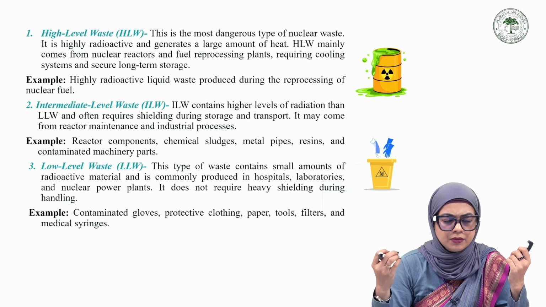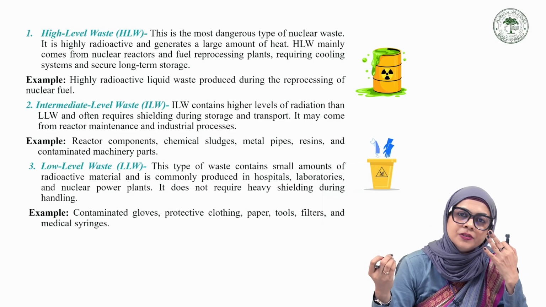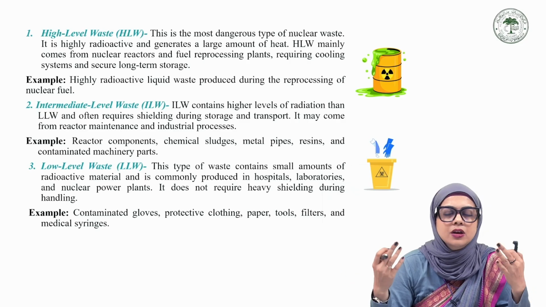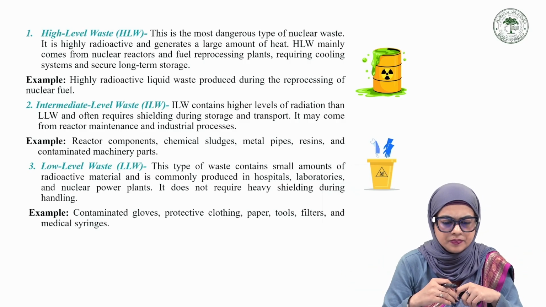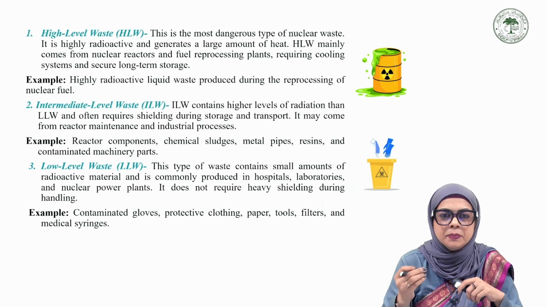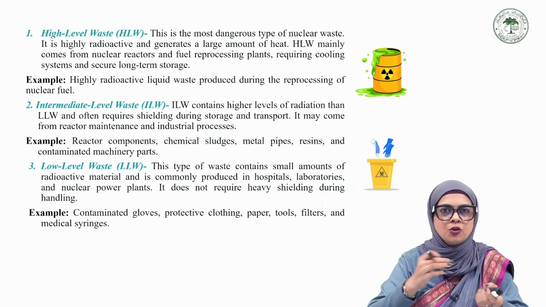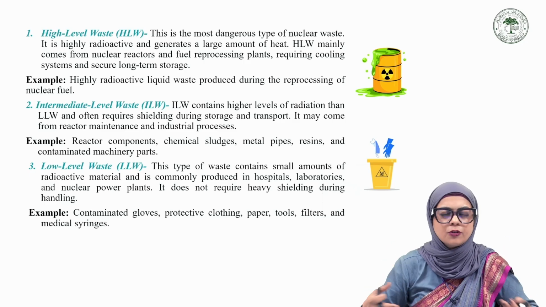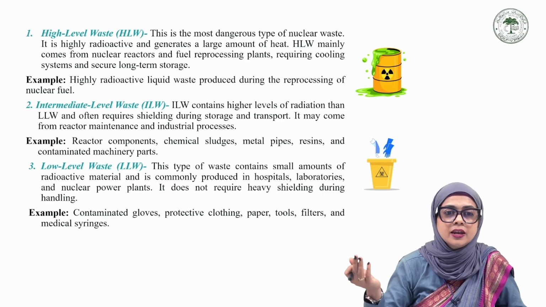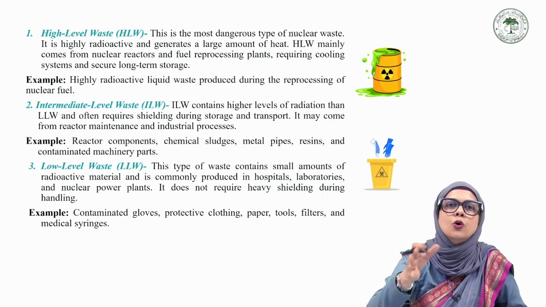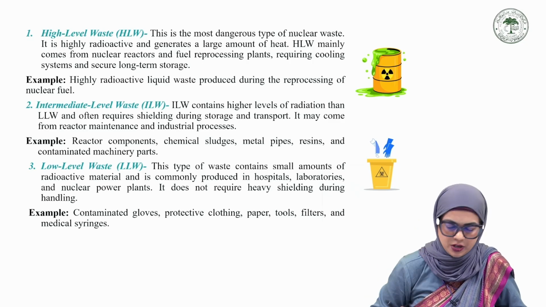Then for intermediate level waste, you can give the example of reactor components, chemical sludges, metal pipes, resins, and contaminated machinery parts as well. Low level waste can be in the form of contaminated gloves, the protective clothing that you're wearing, paper, tools, filters, and medicine syringes. So it is usually seen in hospitals, laboratories, and nuclear power stations.